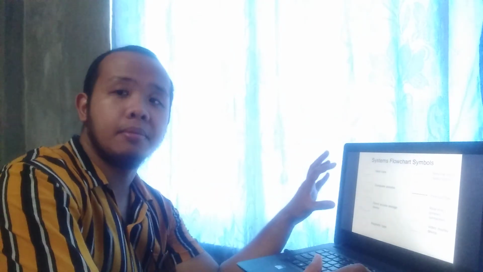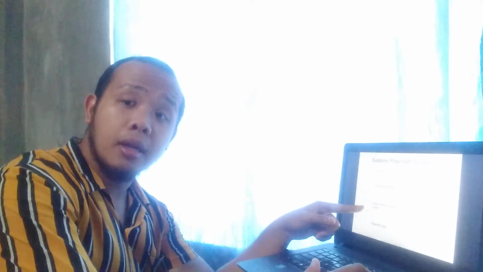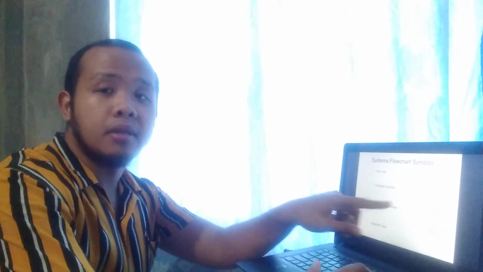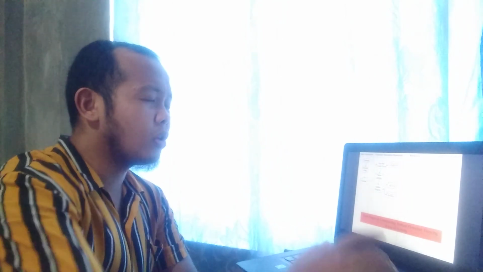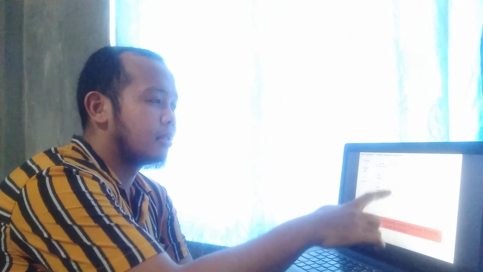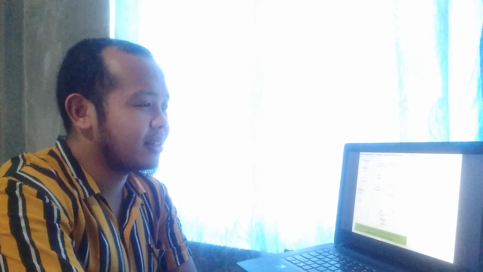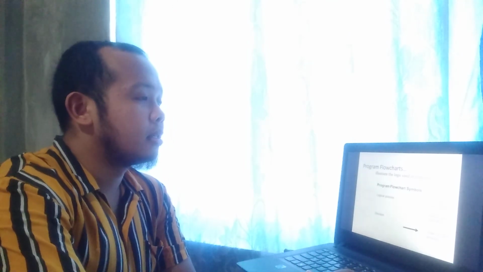So, system flowchart symbols: hard copy, computer process, direct access storage, no? Magnetic tape, terminal input, output device, process flow. Okay? So, example, usually class, so doon may mga can-can. Okay? System flowcharts, example.